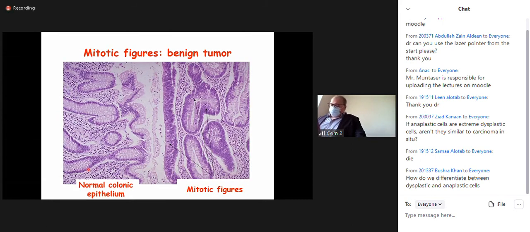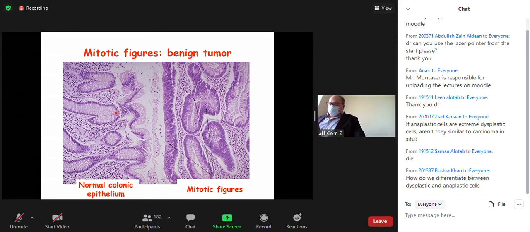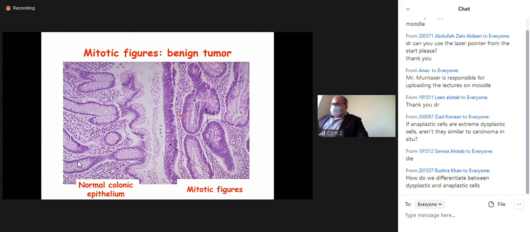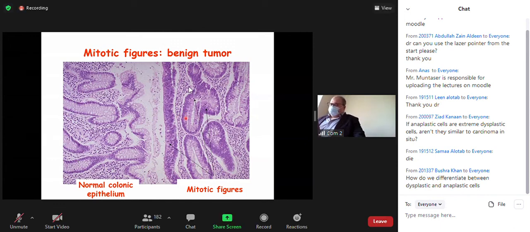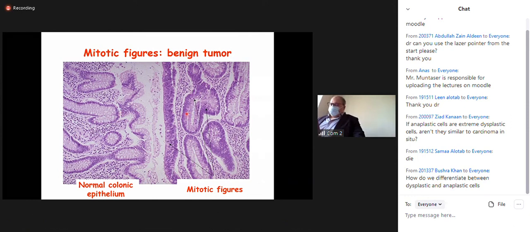So here's an example of a normal colonic epithelium. Pretty much everything looks the same. If you look at the size of the nucleus and where it is located, you will see that the nuclei are located towards the bottom of the pit, towards the base. If you look at the size of the nuclei of this colonic adenoma, you will see that it is much larger than this. Even in a benign adenoma, the nuclei are going to be much larger.